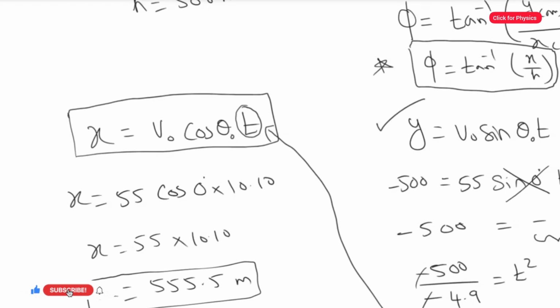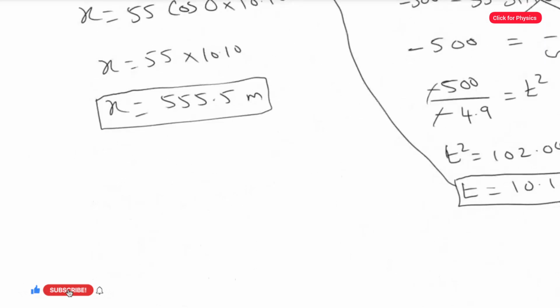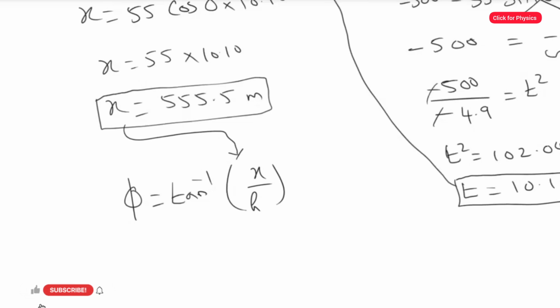So now we can easily find the line of sight angle phi, because the h value is already given as 500, and the x value we got is 555.5. Once you substitute the value of x here, we will get the answer. So now we are going to find the answer for the first part. Angle phi is equal to tan inverse of x divided by h. Here I am going to substitute the x value, and the h value is 500.